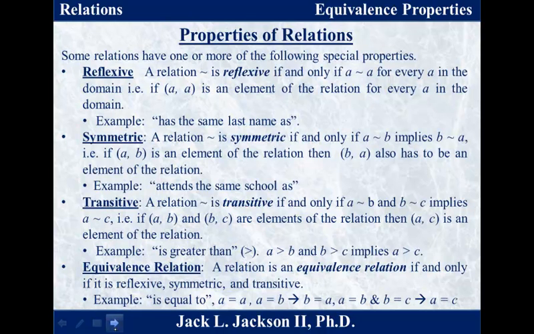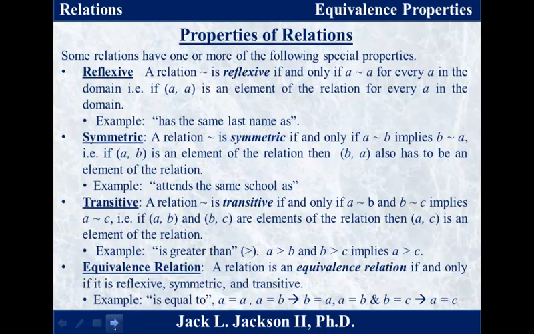Transitive. A relation is transitive if and only if A related to B and B related to C implies A is related to C. So in other words, it's ordered pairs. If A, B and B, C are both elements of the relation, then A, C has to be an element of the same relation. So an example of a transitive relation is less than or is greater than.